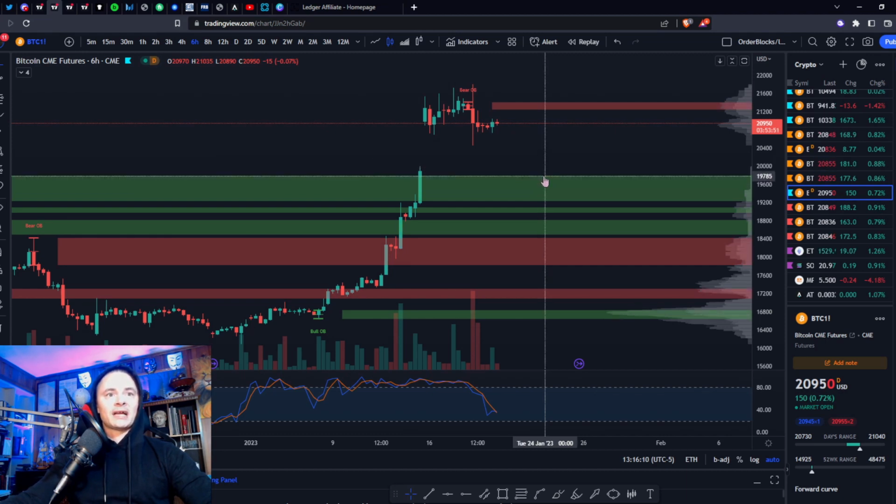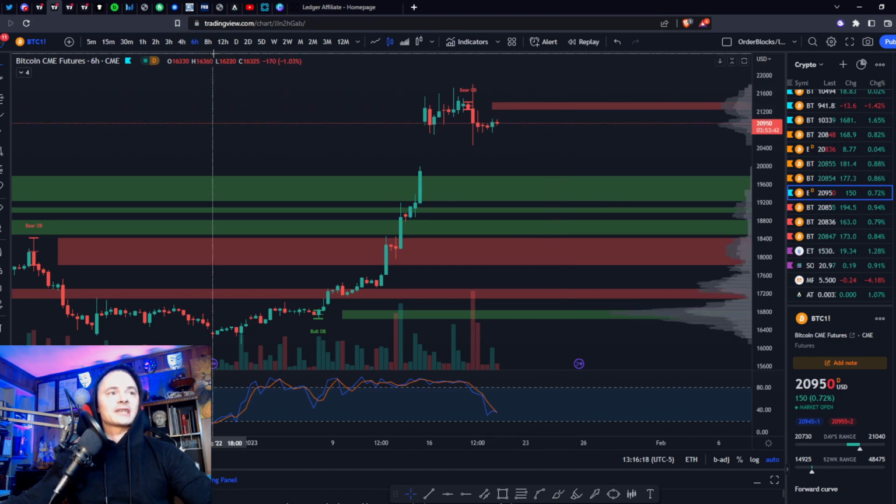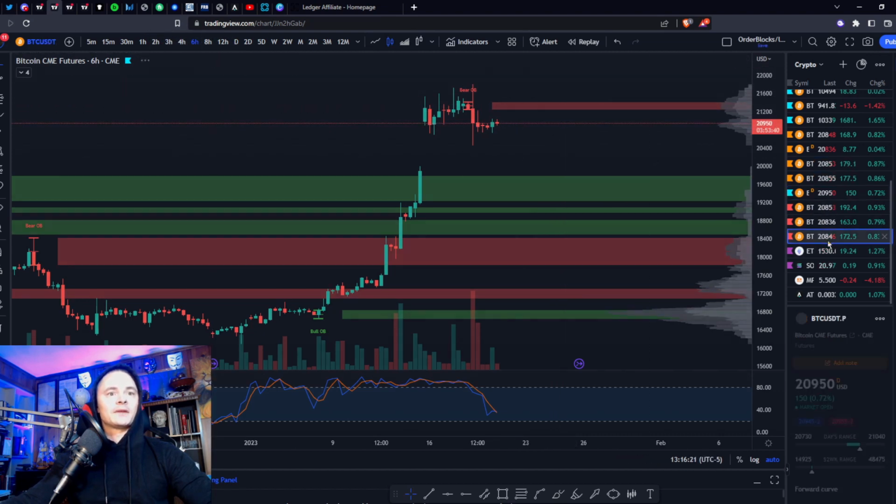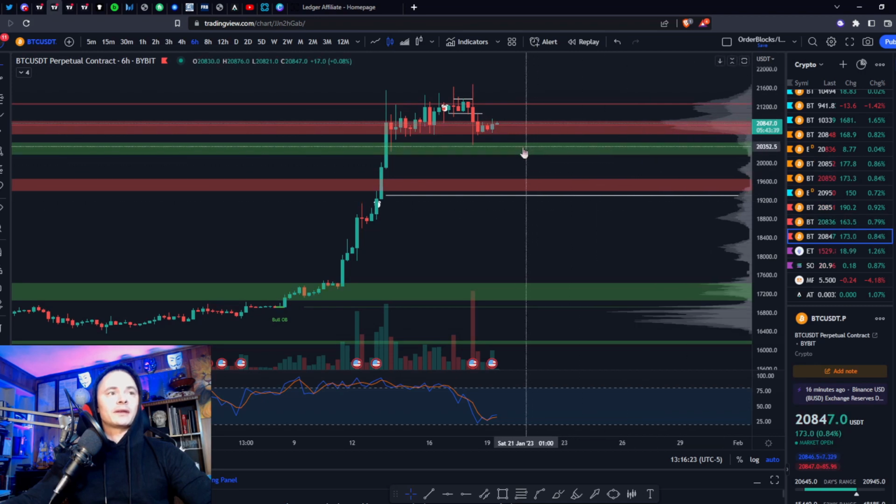One being this order block at 19,785. So we could overshoot it a little bit, you know, come down to this order block and then continue to the upside. This is on the 6 hour, by the way, for CME. Now, for Bitcoin, we are inside a bearish supply block right now. So if we fall below it, basically 20,600, I would expect a bounce at 20,200, but ultimately I think we would go down to that 20,000 mark.